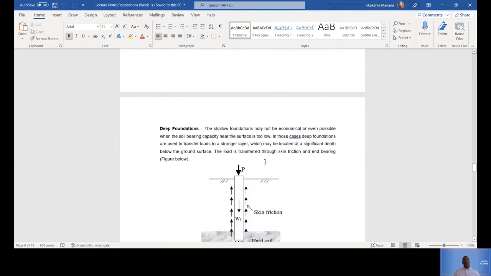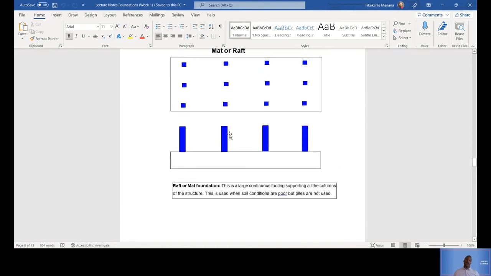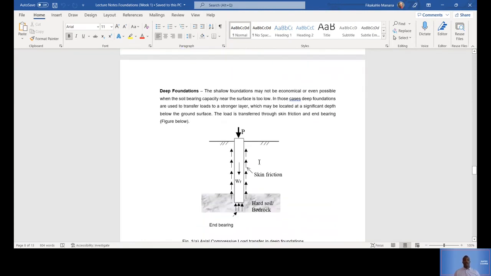Okay, now that's all we needed to understand about the shallow foundation. So all of these are shallow foundations. As you can see, they've got columns, and the foundations themselves, which we call footings, are actually very, very short. Now let's talk about deep foundations. This is where now we're going to speak about the piles and all of that stuff.